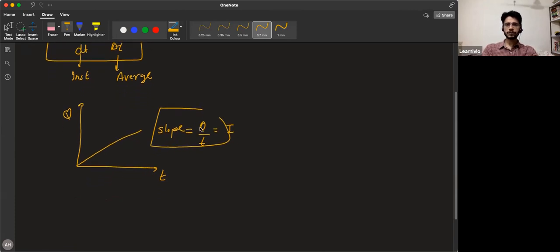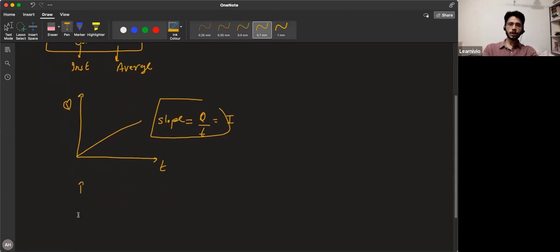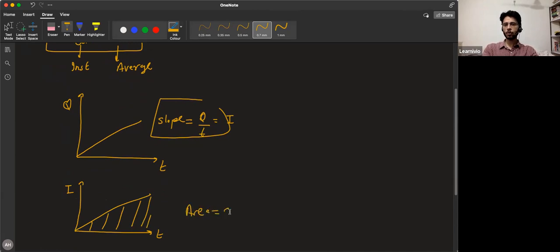Its slope is charge by time, which is current. Instead of this charge versus time graph, if I give you a current versus time graph, and say this graph is a straight line, then what will this area represent? This area will give charge.